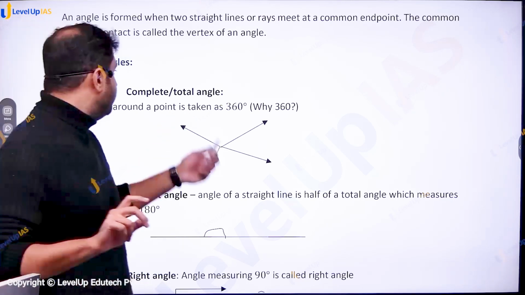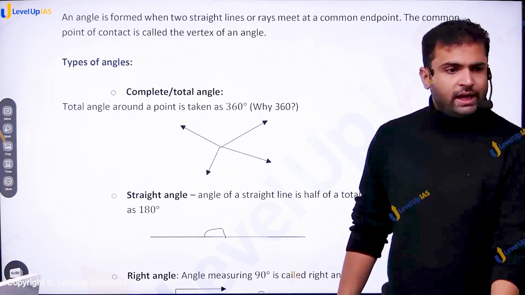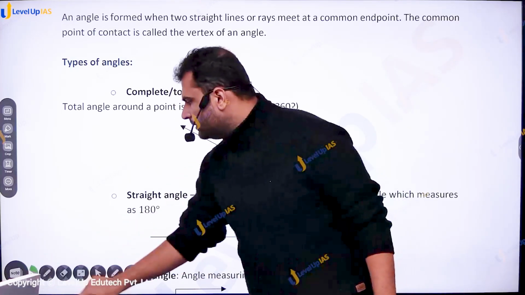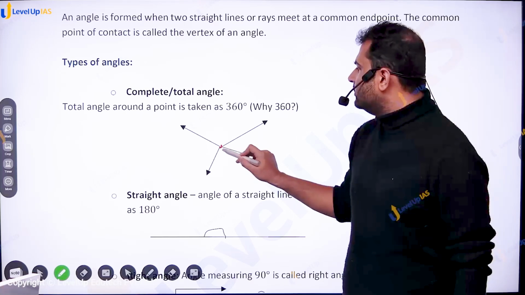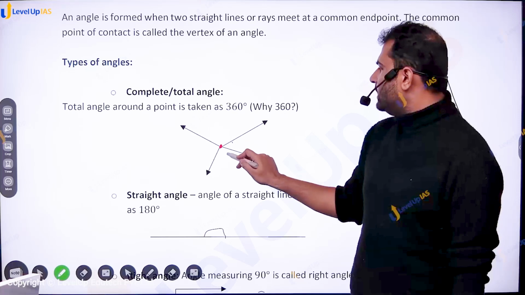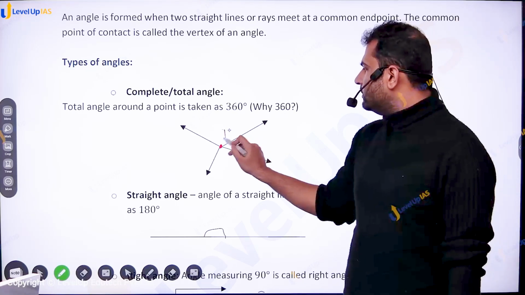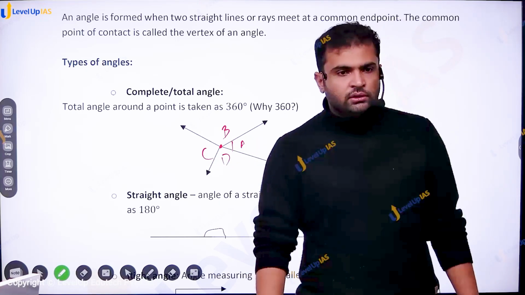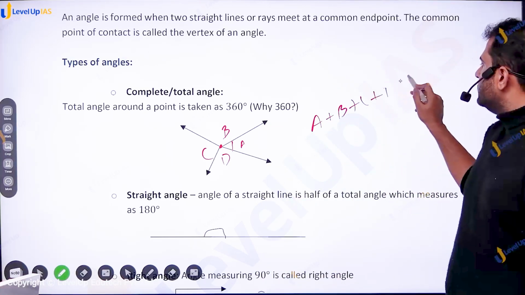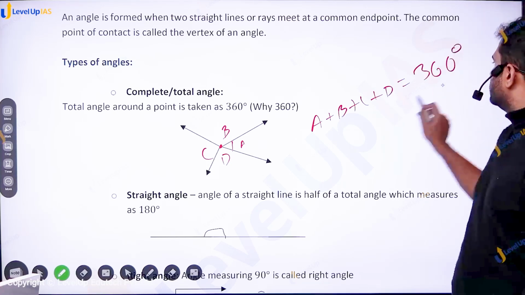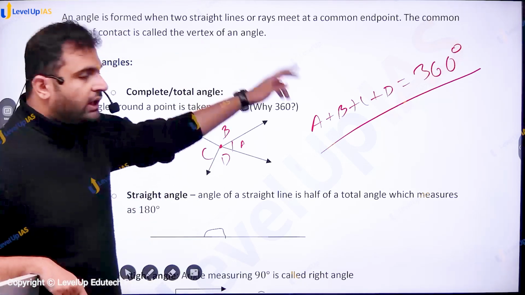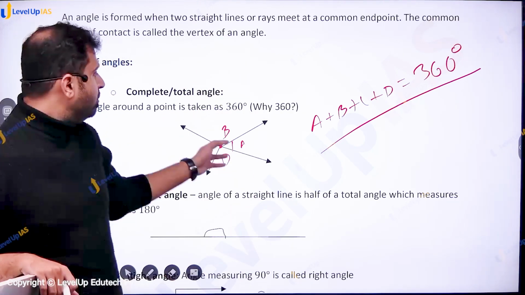Types of angles. First is complete or total angle. So if I take any point in the space and draw these random rays coming out of it, we will be forming multiple angles here. Let us call them A, B, C, D. What we are saying is this A plus B plus C plus D is 360 degrees. This is called a complete angle. Total angle or complete angle around a point.